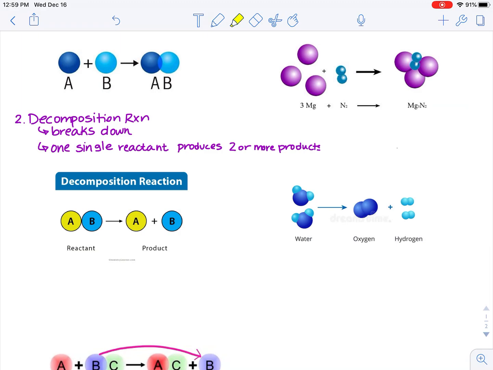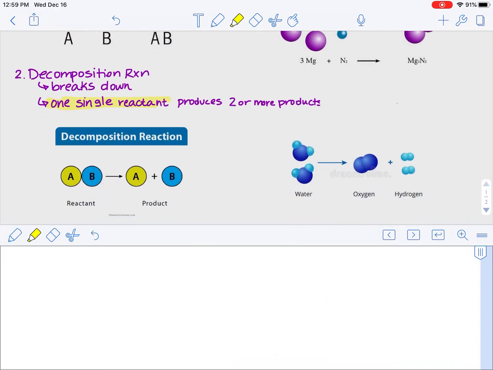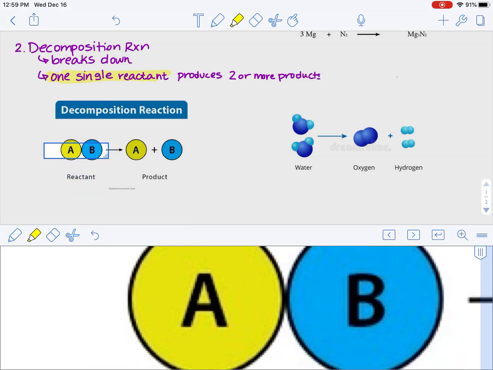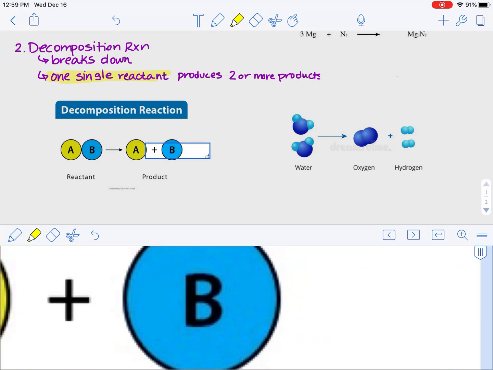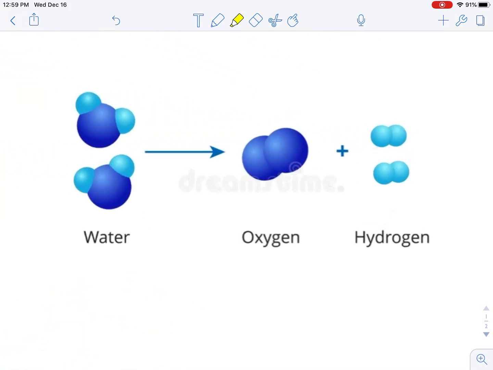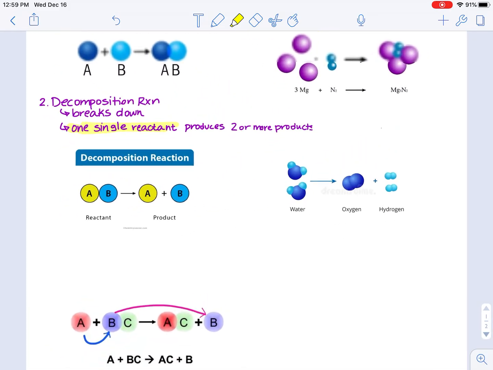So how is it that we'll recognize the decomposition reaction? By it having one single reactant. What does that look like in its most general form? Here we have the reactant, compound AB, and it breaks down to produce products A and B. Product A is an element, and product B is an element. A real-life example of that would be the decomposition of water. Water is a compound, H2O. It decomposes, or breaks down, into the two elements that make it up, oxygen and hydrogen.